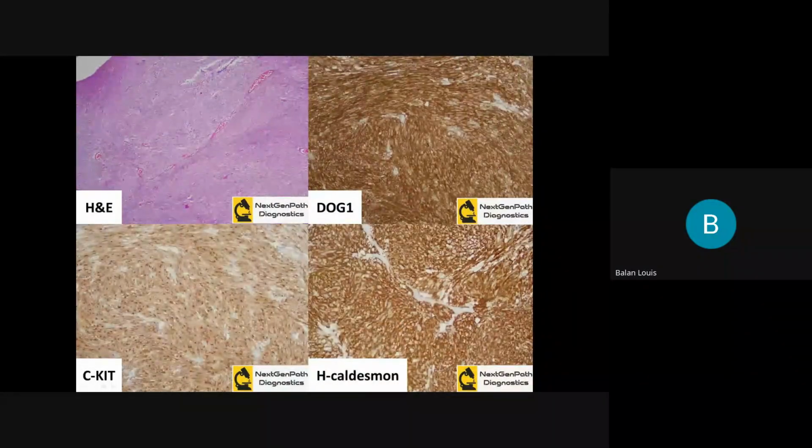So when you do only this one particular stain, you can falsely call it a leiomyoma, but it is not a leiomyoma, because when you consider h-caldesmon positivity along with the positivity of a panel of markers, DOG1 and c-KIT, you can clearly say that we are dealing with a gastrointestinal stromal tumor. And gastrointestinal stromal tumor is a malignant condition, unlike leiomyoma, which is benign. So the prognosis is completely different.